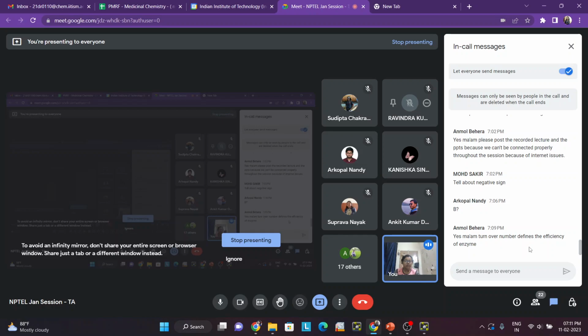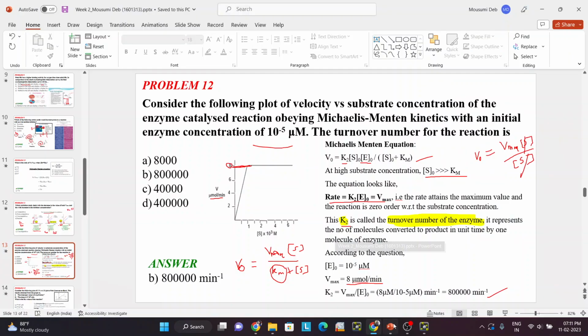Turnover number defines the efficiency of an enzyme. Not only enzymes, the catalyst also has a turnover number. So this is a very important criterion. When you are working with an enzyme or a catalyst, this term is very important, because it actually gives you the efficiency. The higher the turnover number, the higher is the efficiency of that enzyme or catalyst.